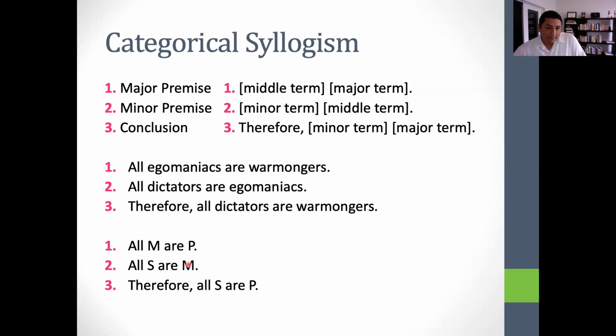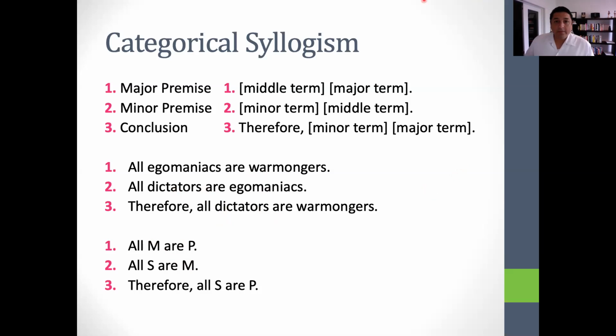And then the middle term is going to appear with the minor term in the minor premise, so egomaniacs here, and then the minor term here, and then the middle term drops out in the conclusion. So those are the components of a categorical syllogism. Now, what we want to do is assess these, and the way that we're going to assess them is by using Venn diagrams, as we're going to go on to see.